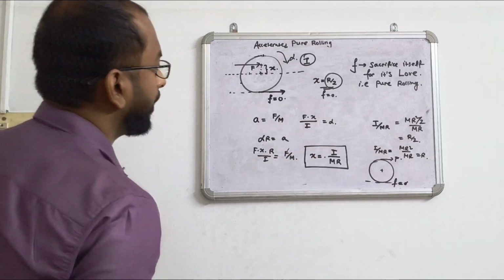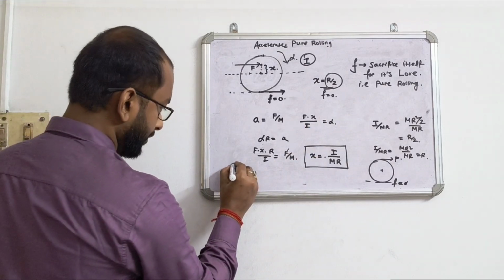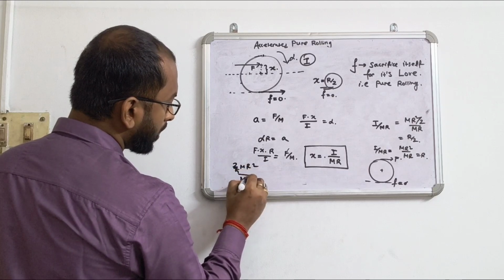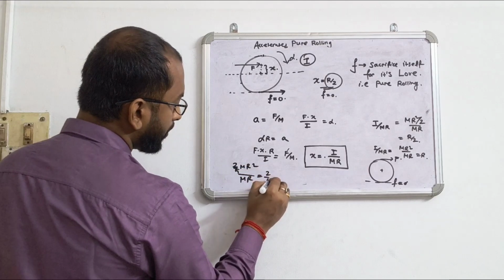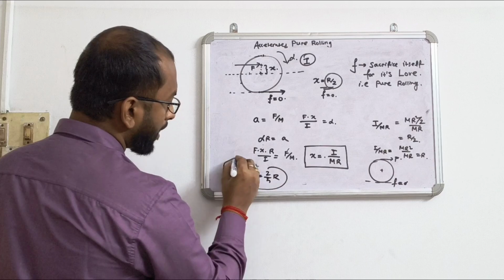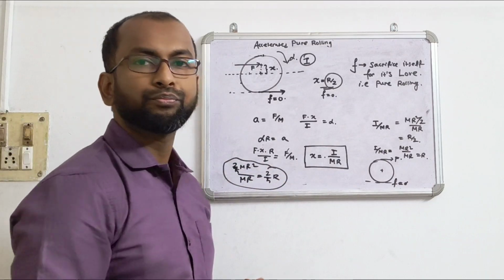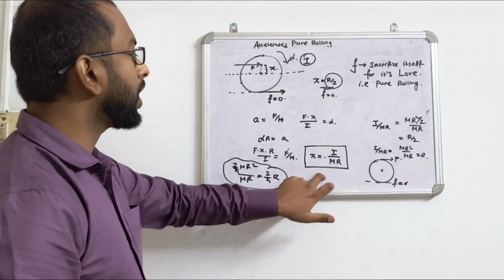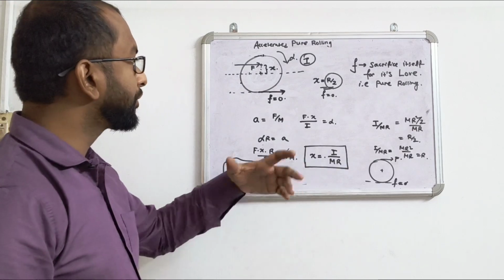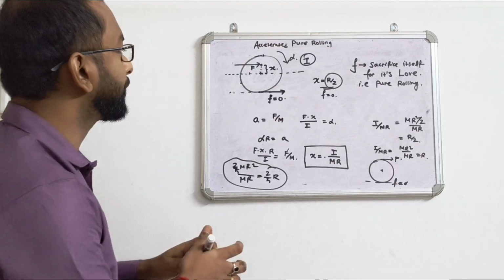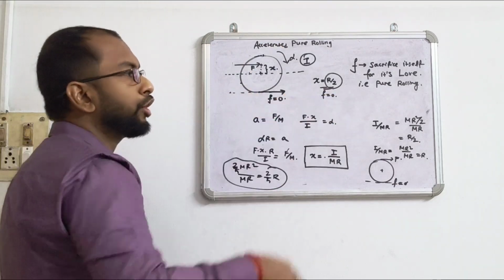For sphere also you can find out. For sphere, the value of I is 2 by 5 mr square, so by mr that is 2 by 5 r. At that point above the center, if you apply the force, the friction force will become 0. So the value is I by mr. If it is above that distance, then the friction will be acting in the forward direction.